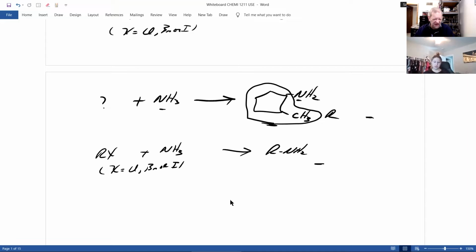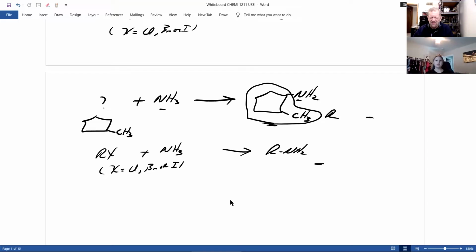So what's my R group? A cyclopentane ring with a methyl group. Think about that. 6 months ago, if I had said cyclopentane ring with a methyl group, would you even know what I was talking about? Aren't you proud of how much you've learned in the short time we've been together? I'm proud of you.